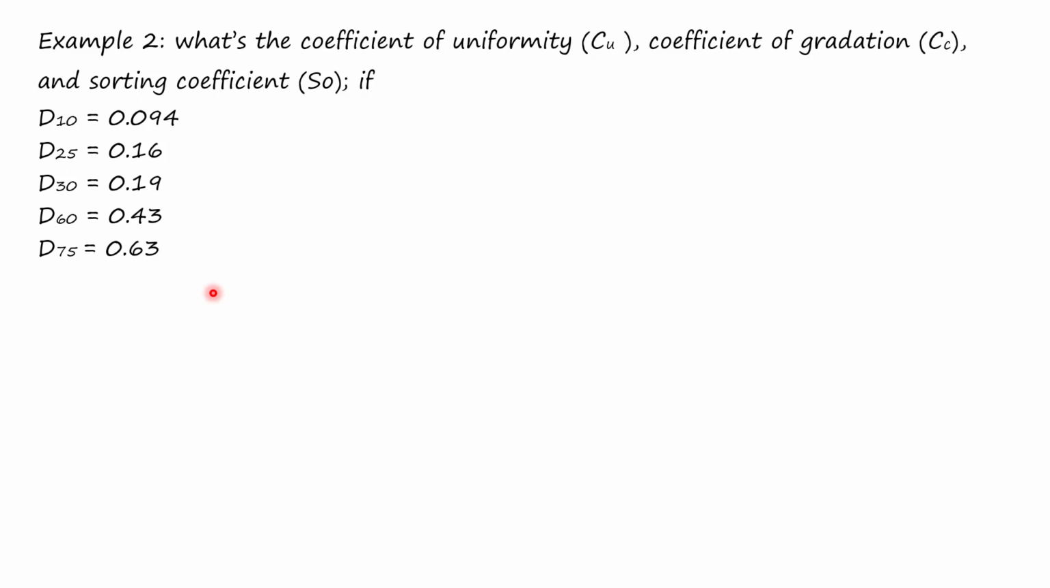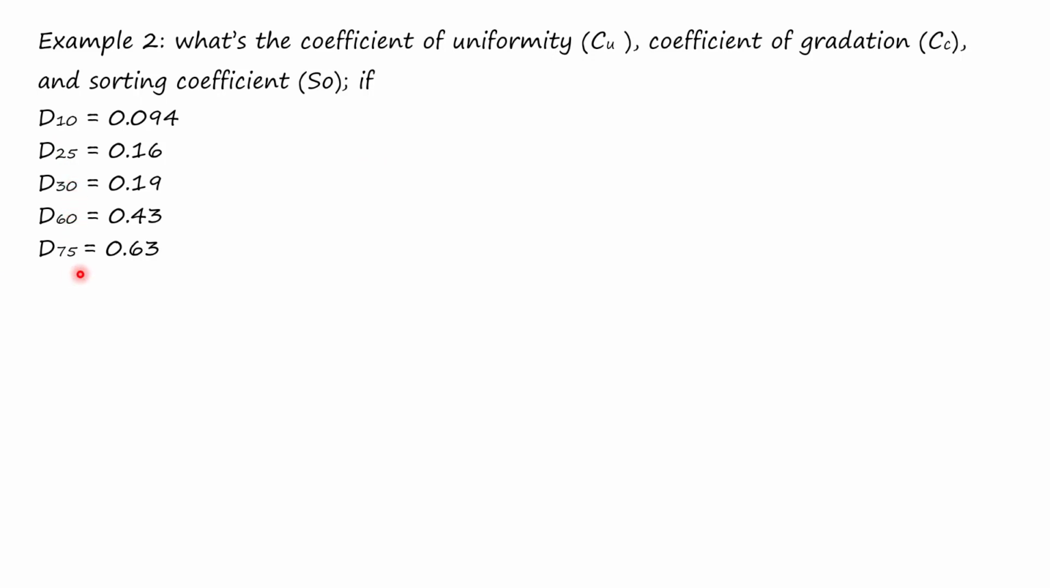So example 2, we're required to find the coefficient of uniformity, coefficient of gradation, C sub C, and sorting coefficient. Most likely you're not going to get all of them in the test, but I would say you're going to get 2 or 1 of them. The most common ones for civil engineers are the coefficient of uniformity and coefficient of gradation. You're going to get those all the time. The sorting coefficient is mostly for geological work, but there is a chance you're going to get it just because it's different, because all the time they bring C sub U, C sub C, so there is a chance they're going to bring S sub O.